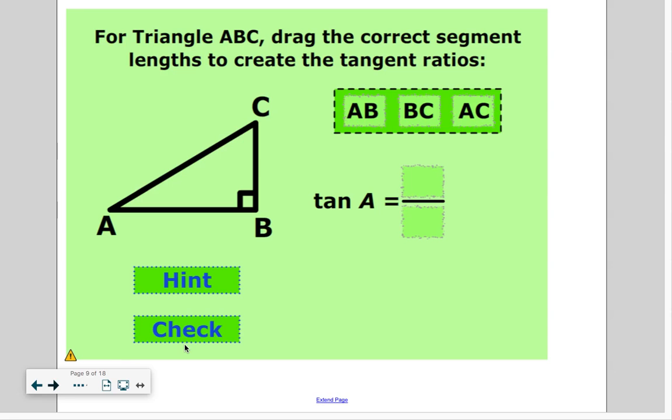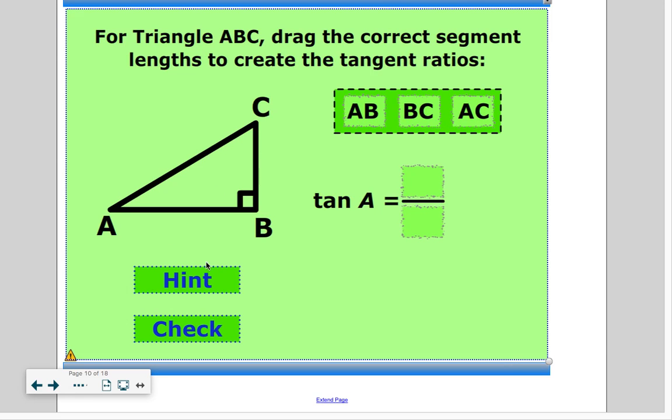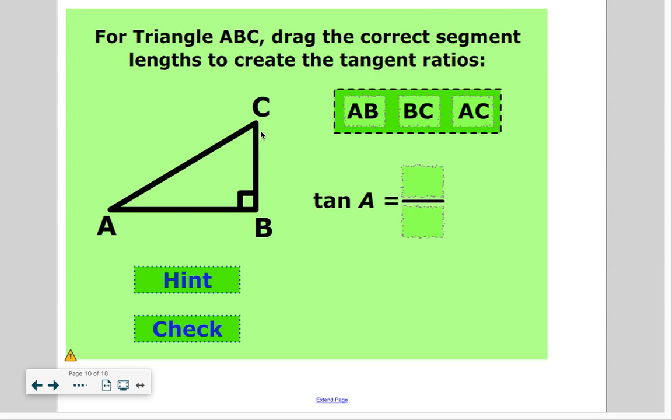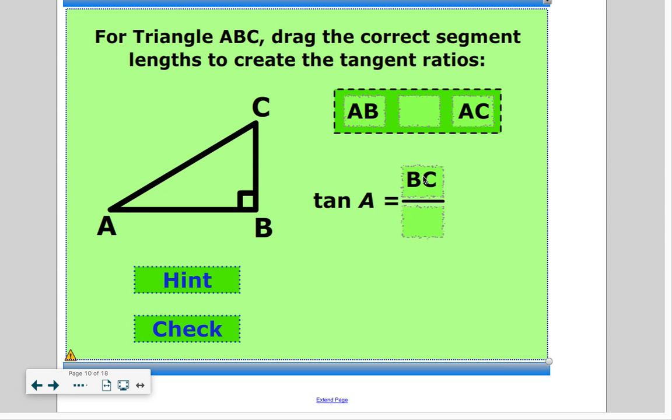All right, and that takes us to tangent. We can try one with tangent. I don't think this one is going to work, but let's try it and see. So as I'm looking at tangent of A, tangent is opposite over adjacent, so it's going to be the BC over the adjacent, which is the AB. And if we check, that should work. All right, cool.